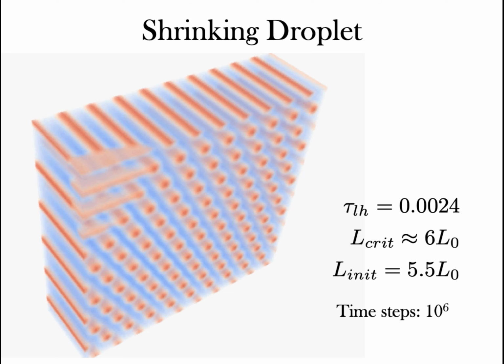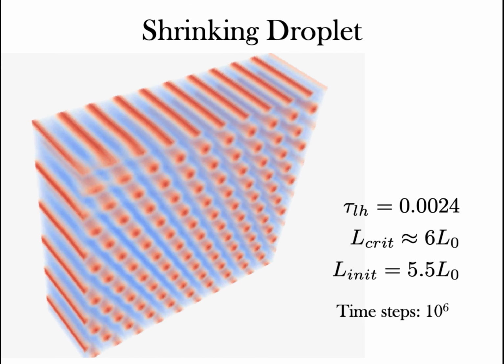It is, however, not guaranteed that the droplet will grow even if the lamellar phase is stable. Classical nucleation theory predicts that if the droplet is small enough, then the surface tension will dominate, causing the droplet to shrink. If I repeat the simulation with a slightly smaller droplet, this is exactly what happens.